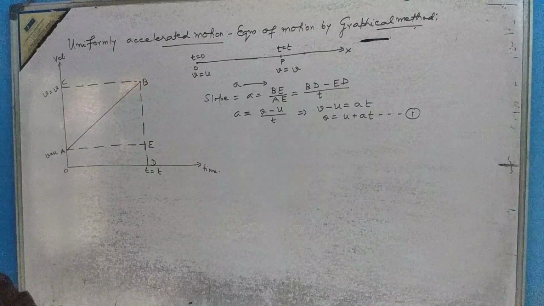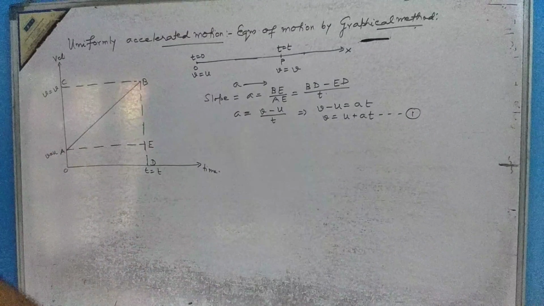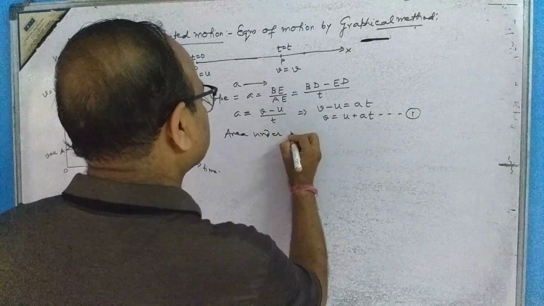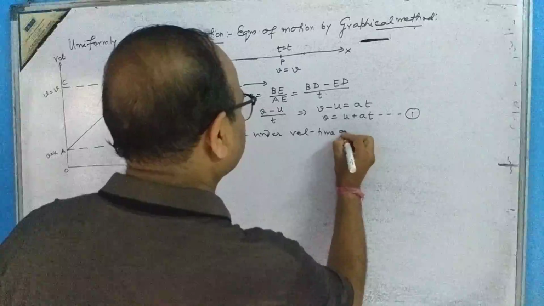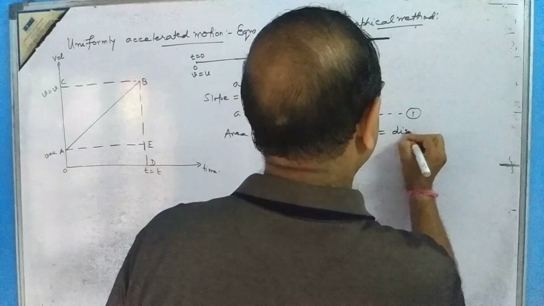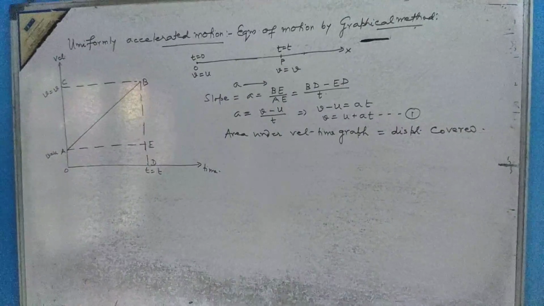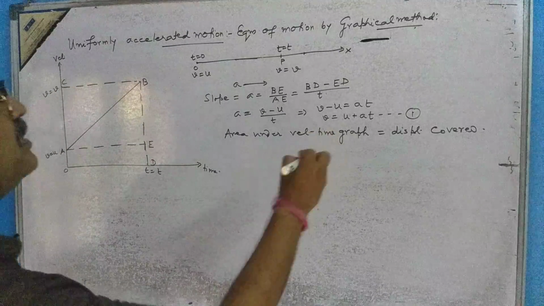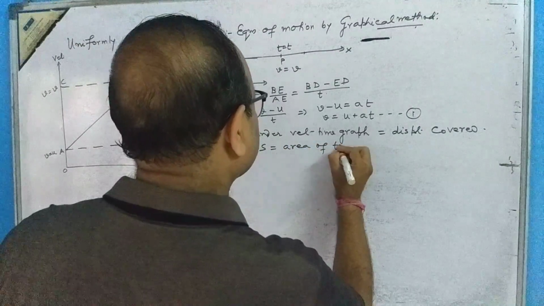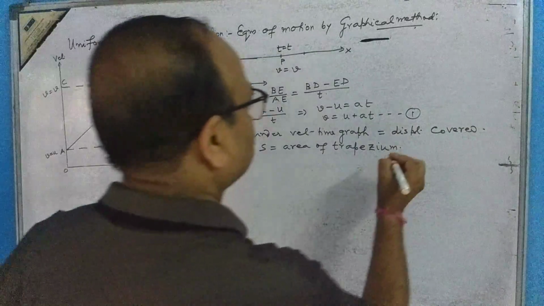Now see, one more thing I tell you regarding this velocity diagram. The area under the velocity-time graph gives the displacement covered. It is the significance of it. Displacement covered, S, is equal to the area under the graph, which is the area of the trapezium OABD.